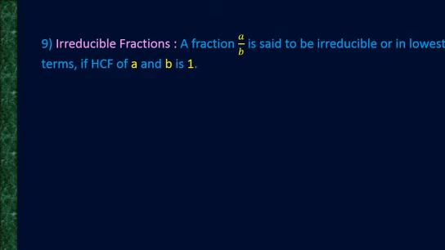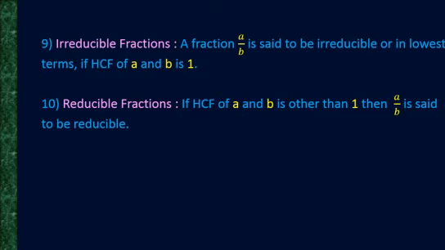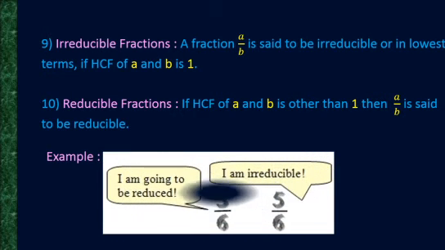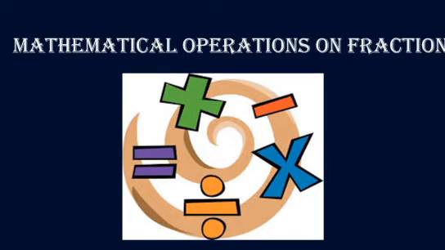Irreducible fractions. A fraction a by b is said to be irreducible, or in lowest terms, if the HCF of a and b is 1. Reducible fractions. If the HCF of a and b is other than 1, then a by b is said to be reducible. Here we can further reduce 3 by 6, so it comes under reducible fraction. 5 by 6 we can't reduce, so it comes under irreducible fraction.